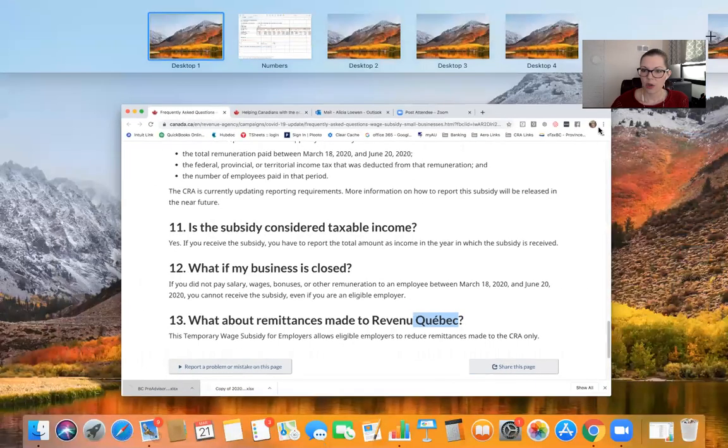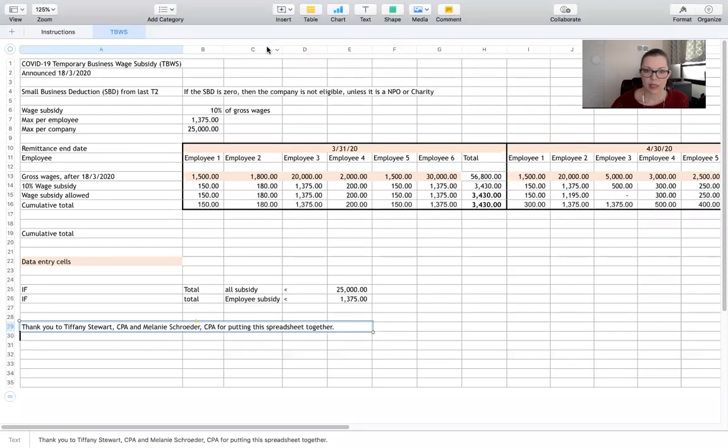Okay, so now I want to show you an example. I've got a spreadsheet here, and let's give credit where credit is due. I received this from other accounting professionals who thankfully put this together before I had to create something from scratch. So thank you so much to Tiffany Stewart, CPA, and Melanie Schroeder, CPA, who collaborated on this document. And now I'm able to use it for my clients to calculate what the wage subsidy is going to be.